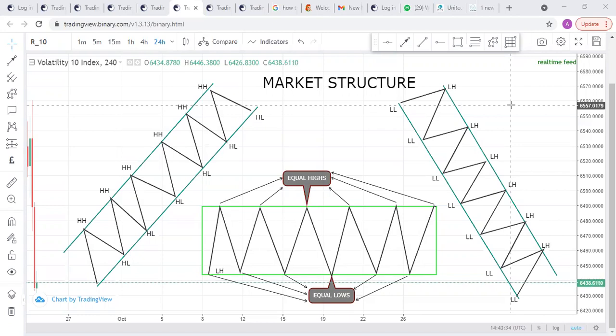On this video, I'll be teaching you about market structure, and I'll be showing you how it works and how it is used to determine when to enter a trade and how to enter a trade.